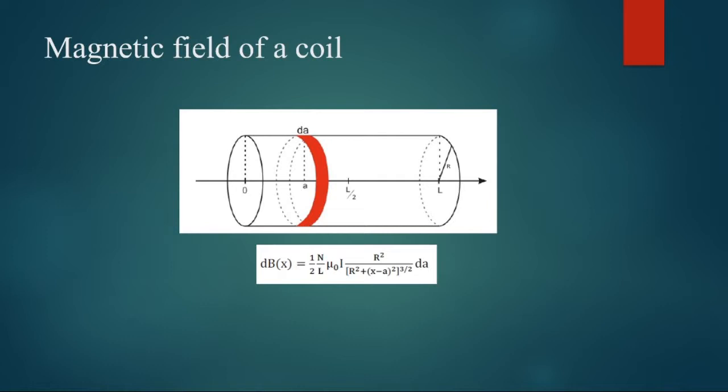The second part of the experiment is the magnetic field of a coil. When current is passed through a coil, a magnetic field occurs in the coil. The magnitude of this generated magnetic field depends on the value of the applied current, the length of the coil, and the number of windings.